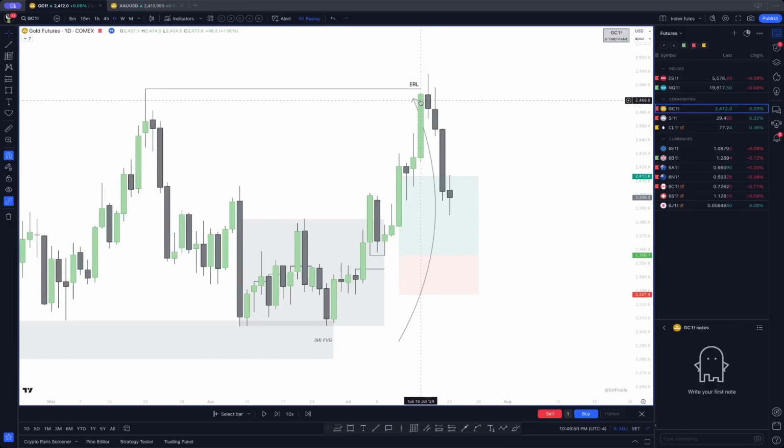There was that monthly external range high tagged right there. Monthly internal to external range complete.